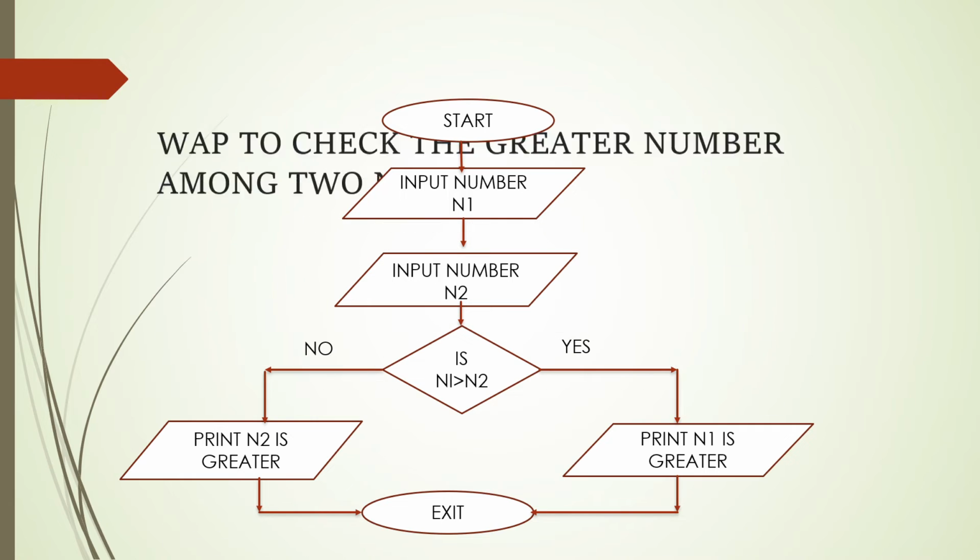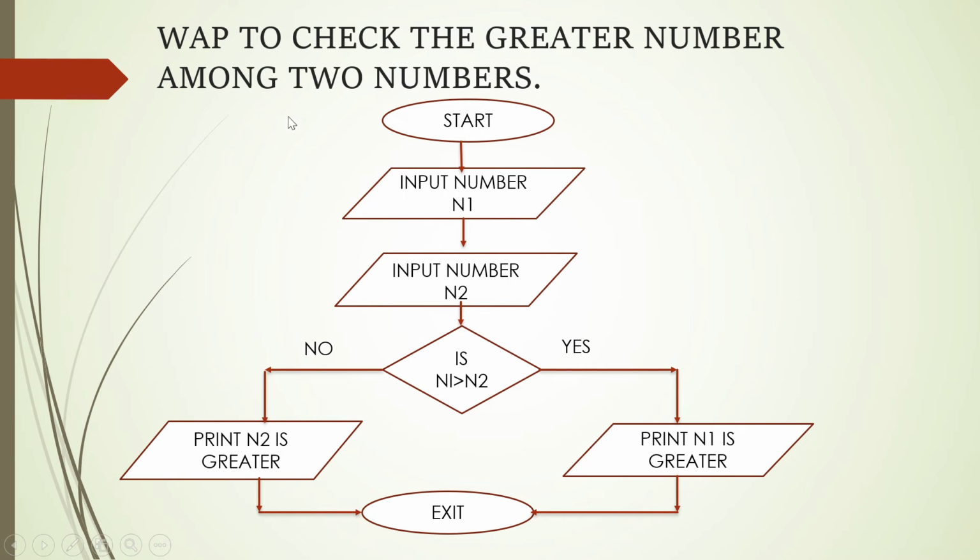Next program is write a program to check the greater number among two numbers. Now the user will give us two numbers and we have to check which number is greater. We will start the program and then we will take a parallelogram, input number n1. Again, that box concept has evolved, that one box is n1, input number n2, another box is n2. Now it is checking, is n1 greater than n2?